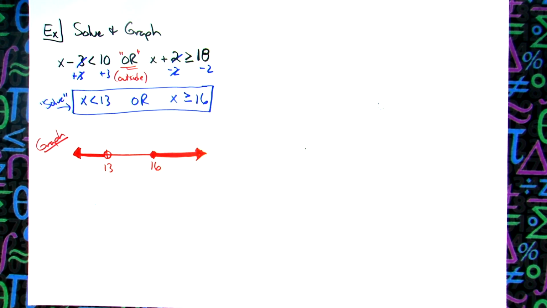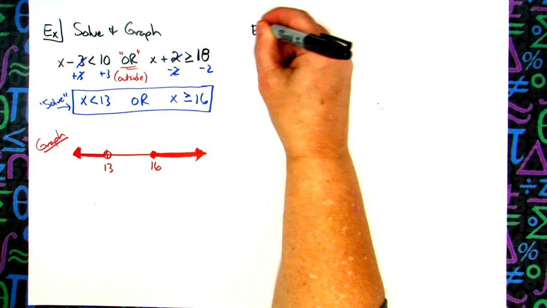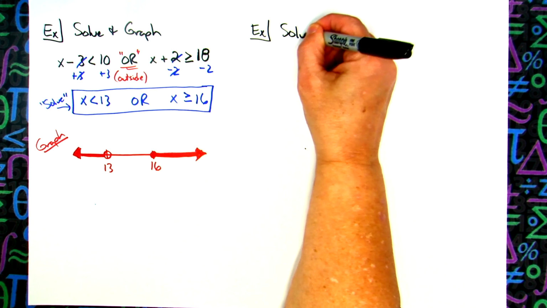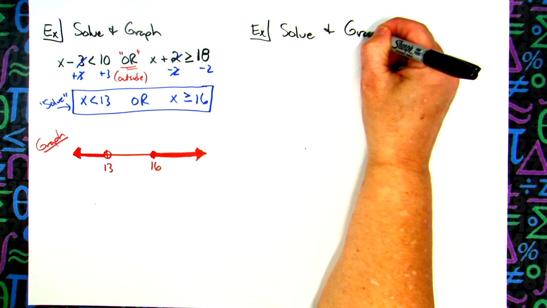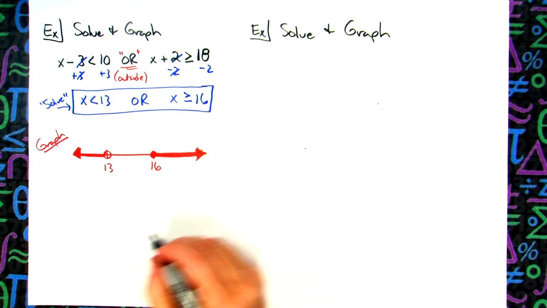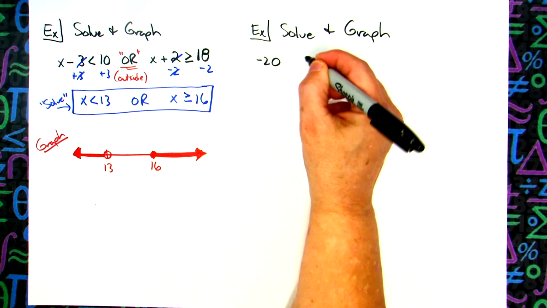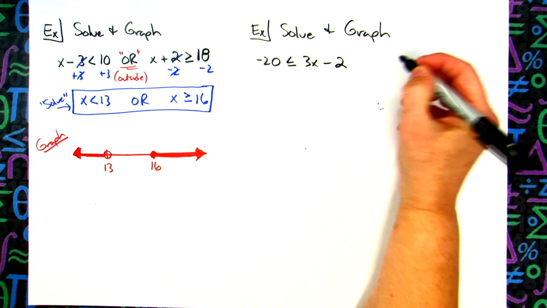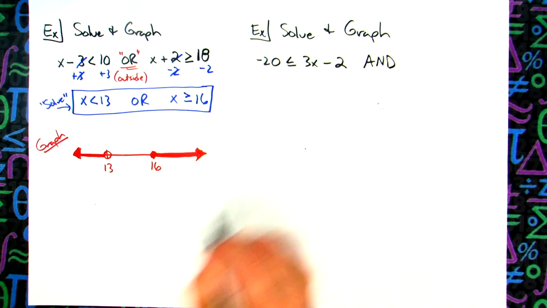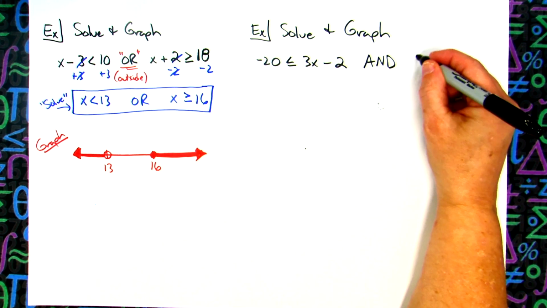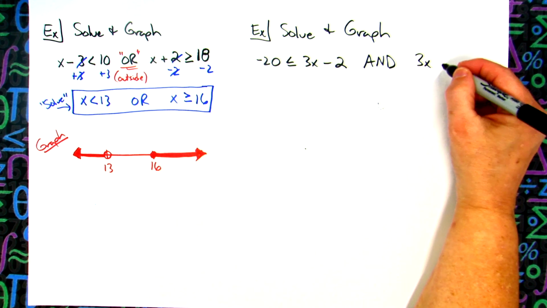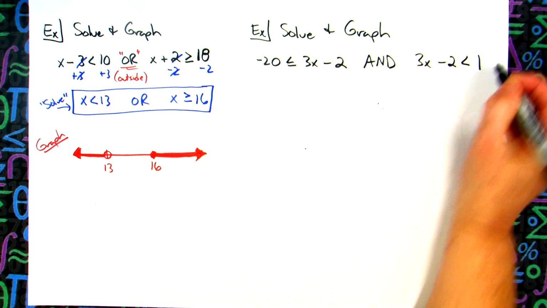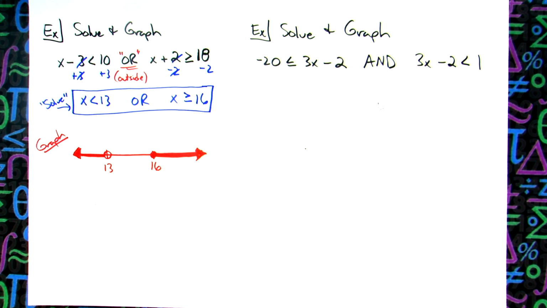All right, so let's do a two-step equation. And let's do a solve and a graph. And let's make this one an and. So let's make this negative 20 less than or equal to 3x minus 2. Let's say they actually use the word and, then they do a 3x minus 2 is less than 1. Okay, so it's an and.